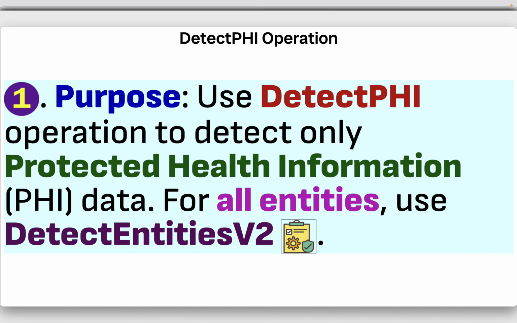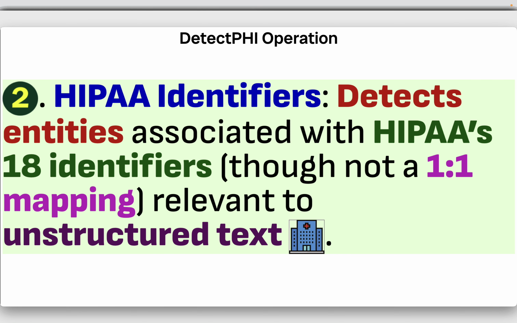So next we have the detect protected health information operation, the PHI operation API. The purpose of this operation is that it should be used when your primary goal is to detect only protected health information from clinical text. If you need to detect all available medical entities, you should use the detect entities V2 operation instead, which I talked about earlier. So this has HIPAA identifiers.